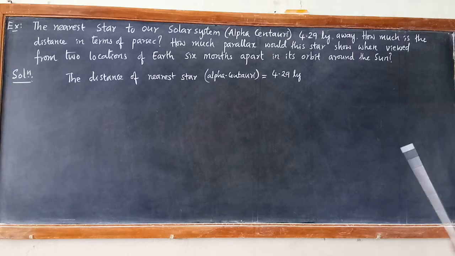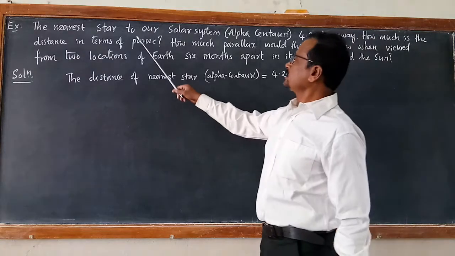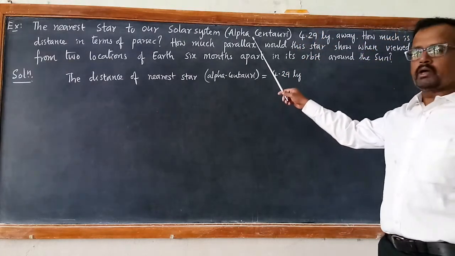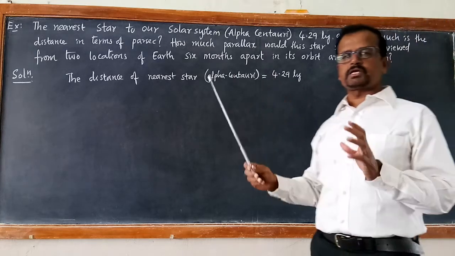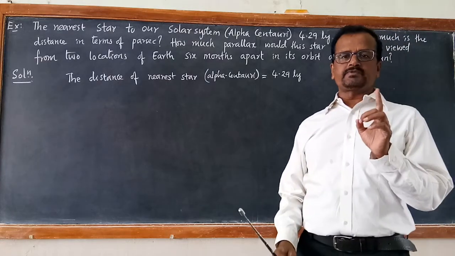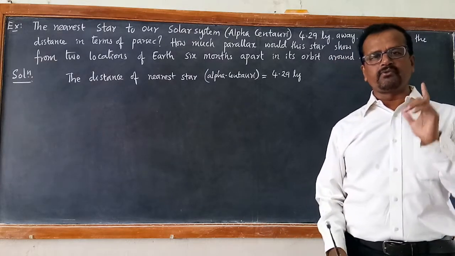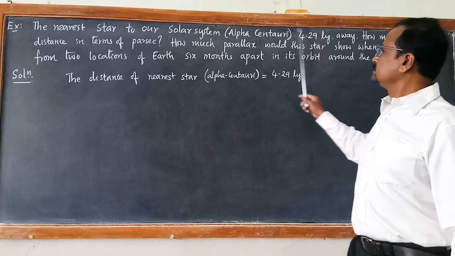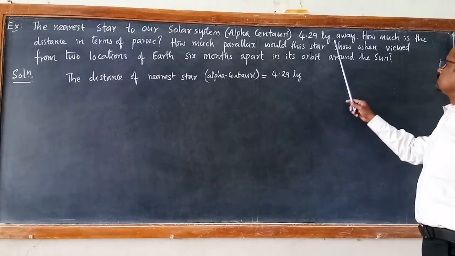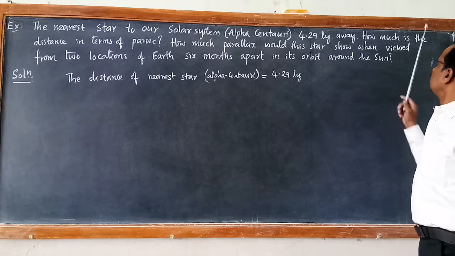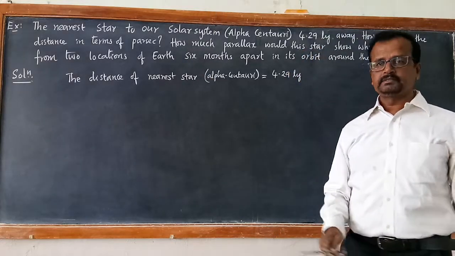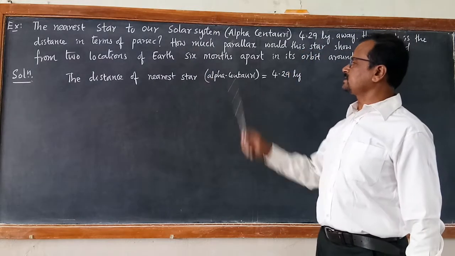Let us solve one problem. The nearest star to our solar system is called Alpha Centauri. Its distance from our solar system is 4.29 light years. How much is the distance in terms of parsec?